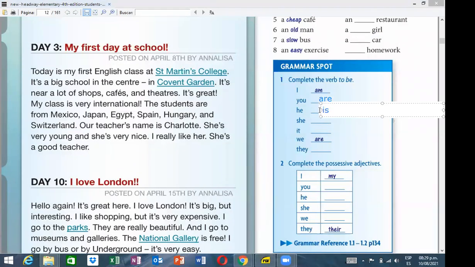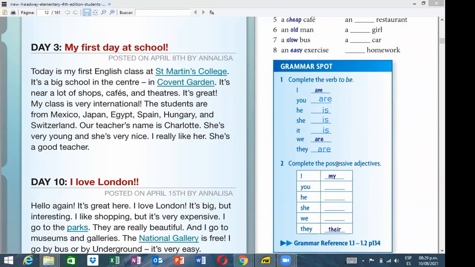The next. She. She is. It. It is. Right, very good. The next. We are. And also they are. Very good. Yes, students, you know. You have to check. Well, we're remembering that part because I know that you know and you learned it before. Let's continue with the next one.